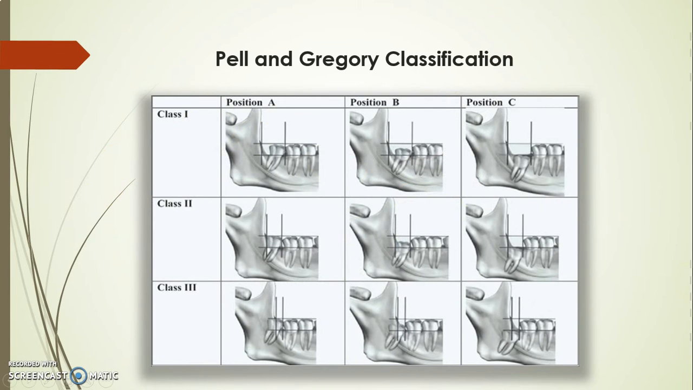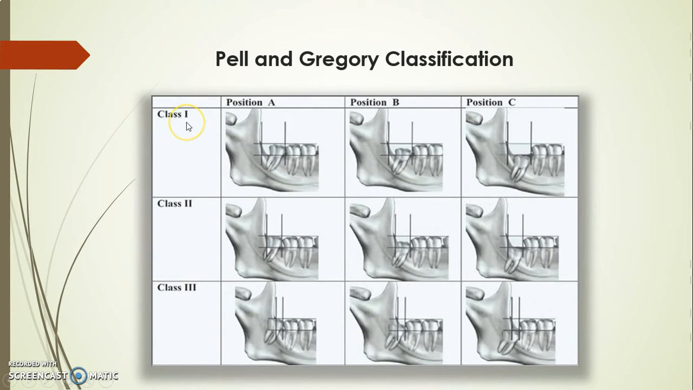Okay, now how can we utilize these 2 or 3 types of systems to assess the difficulty of an impacted third molar? Here, this image can show you how we can use the Pell and Gregory classification system at the same time. So this one is class 1, 2, 3, and this is position A, position B, position C, or class A, B, and C.